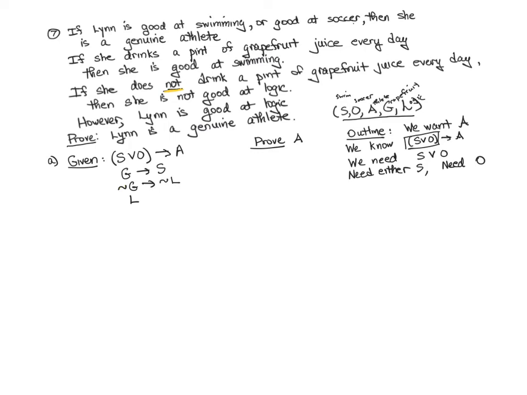Let's see. All right, so we'll put this conditional aside and we'll take a look at the remaining given. We know if G then S, and we know if not G then not L. So what we can do, in order to use the law of syllogism, we could form the contrapositive of any of these two. Let's form the contrapositive of the top one because it seems to be easier. We don't have to use the law of double negation there.